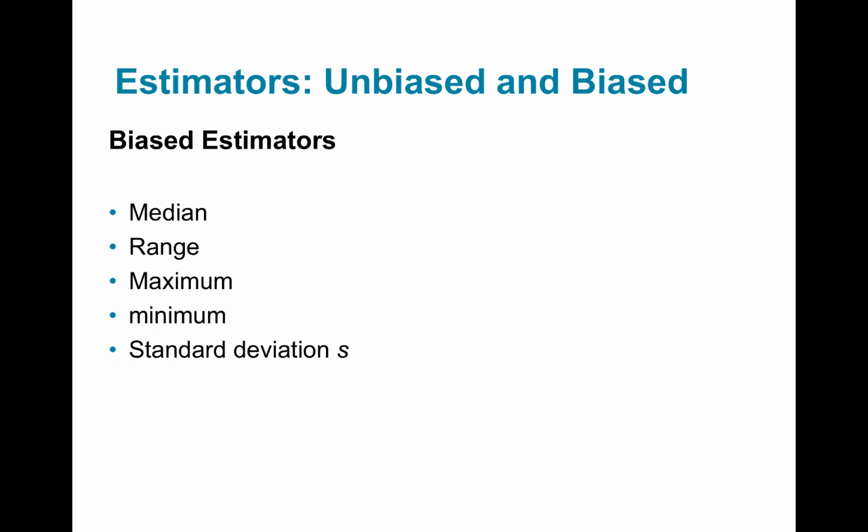It's easy to see why, for example, the sample maximum would be a biased estimator. You're most likely, with a sample, the sample max is going to be something less than the population maximum. So the sample maximum is going to tend to underestimate the population maximum. Similarly, the minimum would tend to be an overestimate of the minimum. So the range would also be biased, and the median is a biased estimator as well.